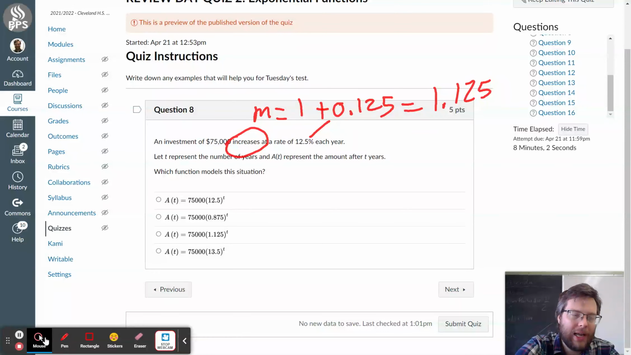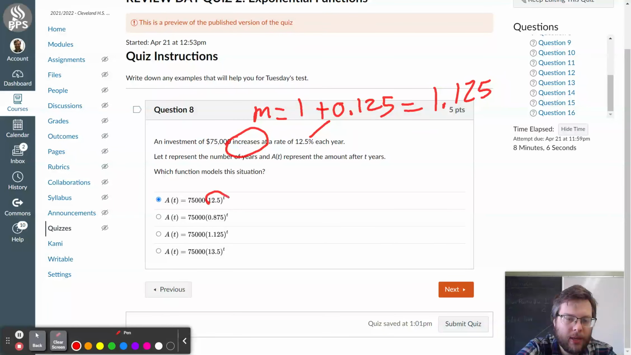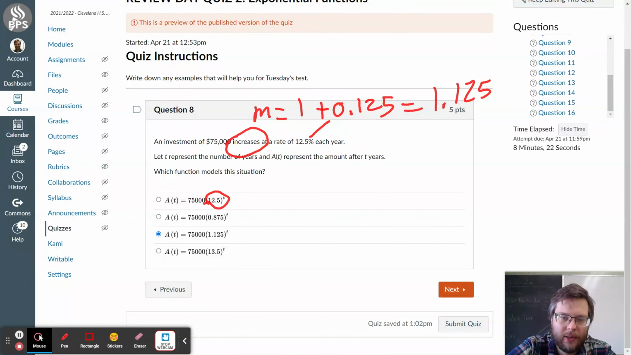By the way, a lot of people chose this answer. This is wrong. This would be saying that you multiply your money by 12.5 each year. If you find that investment, please tell me and I will retire early, because multiplying your money by 12.5 each year, you don't need to work very much for that. The answer is C here because that has the correct multiplier.